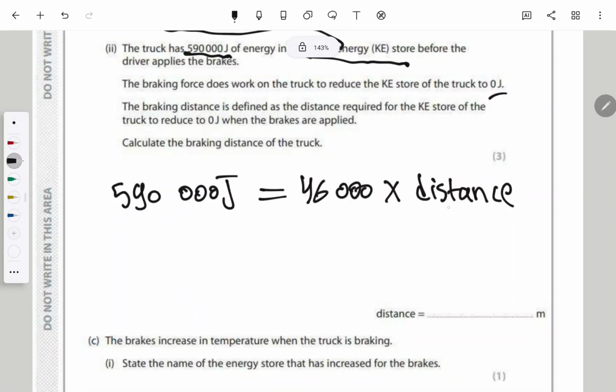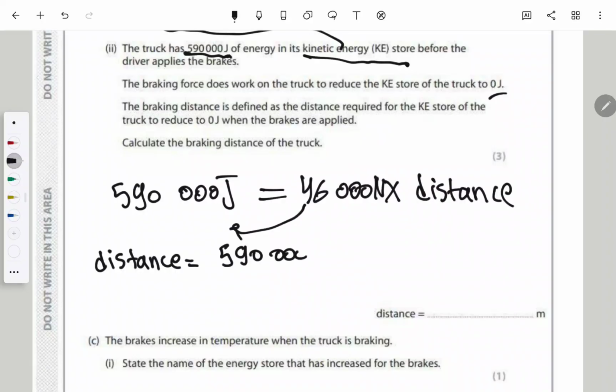Alright, I'm trying to calculate distance. What do I do? I take this to the other side as a division. Okay, it becomes, just to reorganize it to make it look nice, distance equals energy, or in this scenario work, divided by the force. And you just need to divide both of them. Give me a second to do the calculation.